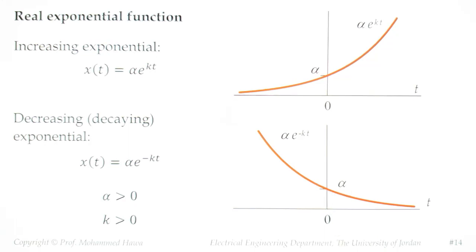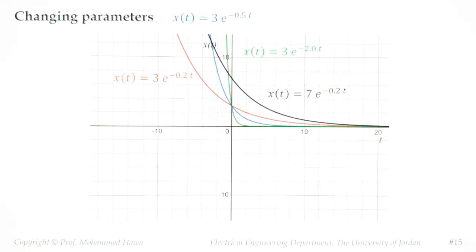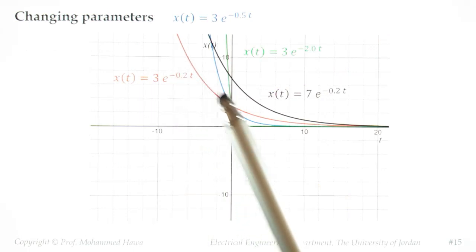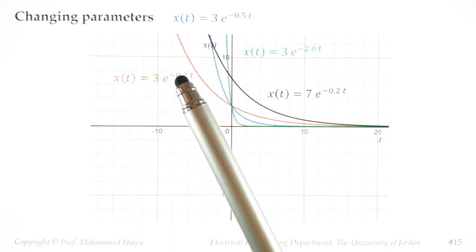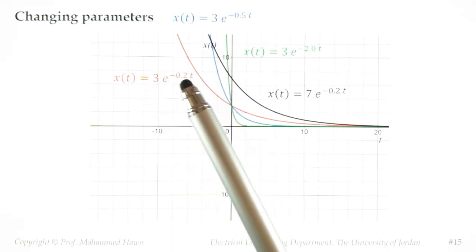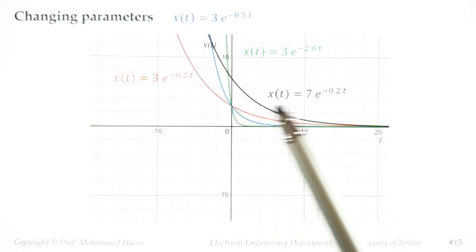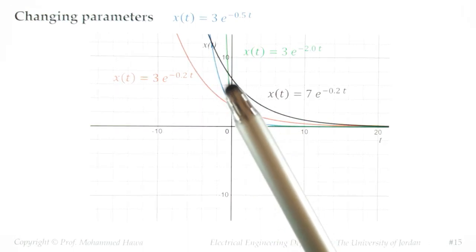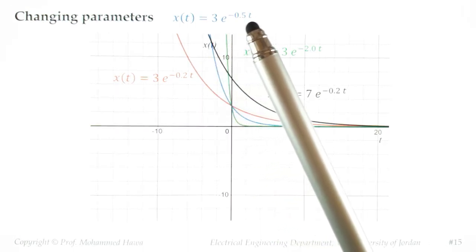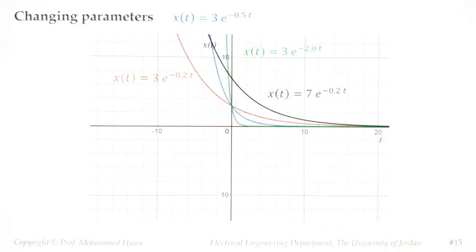What is the effect of the exponent k and the scaling factor alpha on the increasing and decaying exponential? We see the effects in this diagram. Notice here the red curve, which is 3e to the power minus 0.2t. So the exponent here is minus 0.2 because it's negative. It's a decaying exponential. What I changed between this red curve and this blue curve, which is 3e to the power minus 0.5t, is I increased the value of k to 0.5, so the exponential is decaying faster. It's going to the steady state or zero value way quicker than the red curve.